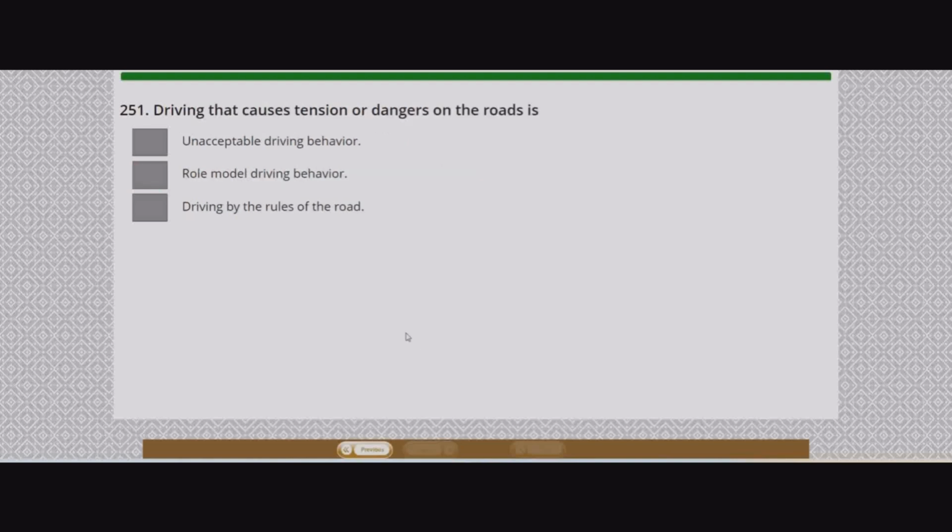Driving that causes tension or danger on the road is unacceptable driving behavior. Driving too fast for the situation is an unacceptable driving behavior. When driving, avoid this kind of behavior. Driving too close to the vehicle in front. Not signaling while changing lanes causes tension to other drivers.